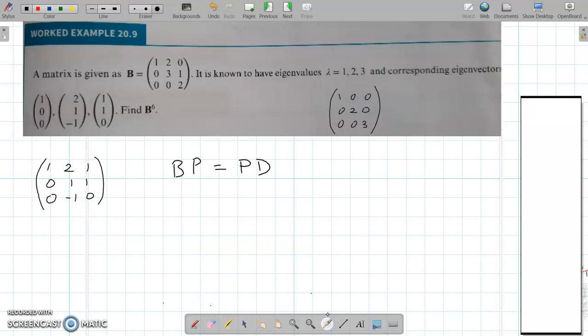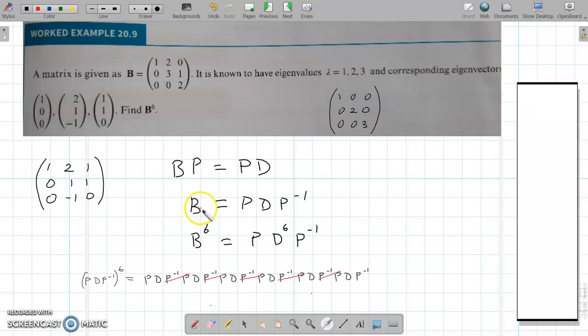Okay, the next thing to do is make B the subject. So we're going to multiply both sides by P inverse. Okay, so we end up with B equals P D P inverse. Next thing is put both sides to the power of 6. So B to the 6 will equal P D to the 6 P to the minus 1.